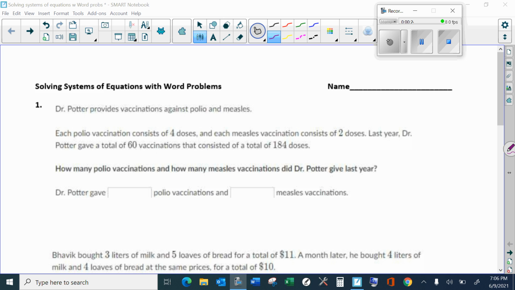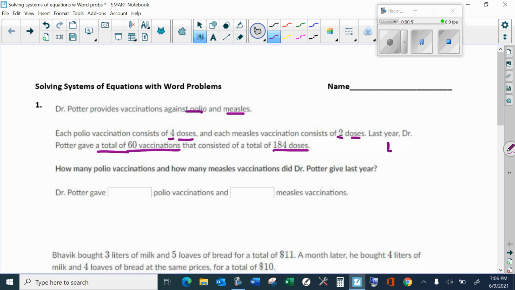Dr. Potter provides a vaccination against polio and measles. Those are our two groups. Each polio vaccination consists of 4 doses, and each measles vaccination consists of 2 doses. Last year, Dr. Potter gave a total of 60 vaccinations that consisted of a total of 184 doses. Okay, so one equation deals with doses. You see the doses here.